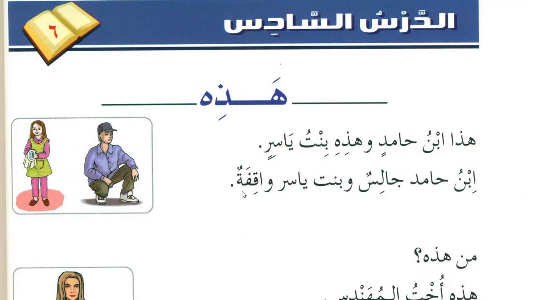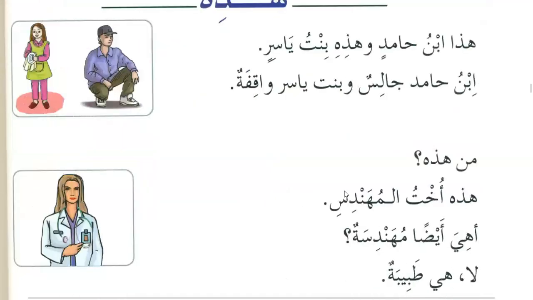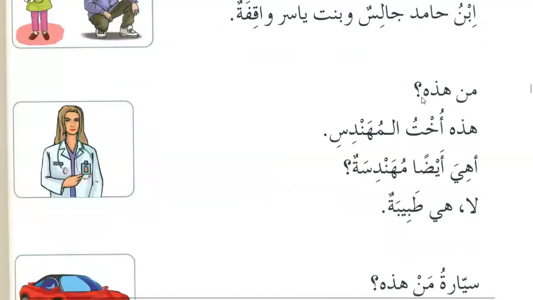Waqifatun. Son of Hamid is sitting, and daughter of Yasir is standing. Man hazihi, who is she? Who is this? Hazihi ukhtul muhandisi. This is the sister of an engineer. The engineer. Okay. This is the sister of the engineer.